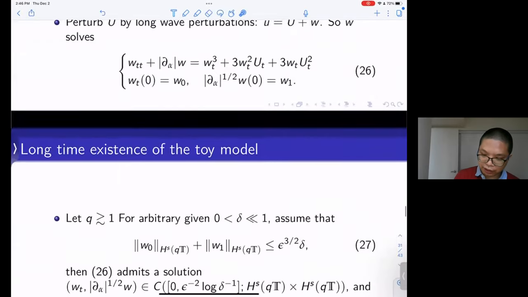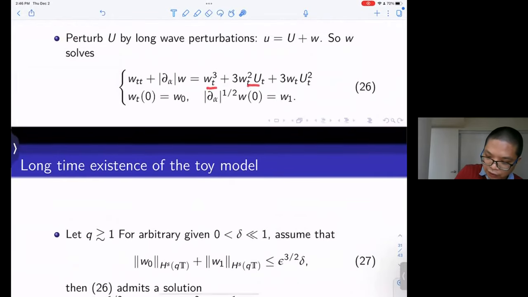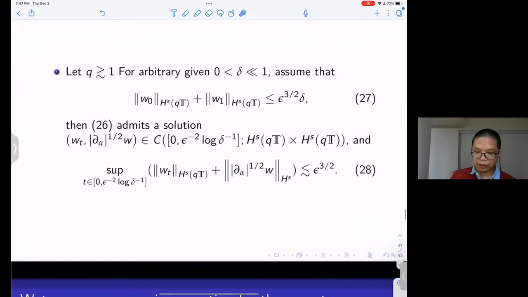I think the key point is we need to understand the size of these error terms well. So this is delta squared, this epsilon, this epsilon squared, this delta. We need to analyze each term on the right hand side carefully. So, all right, this is a toy model.